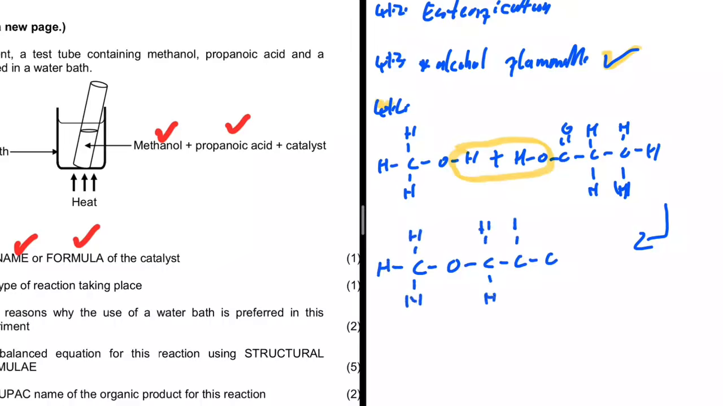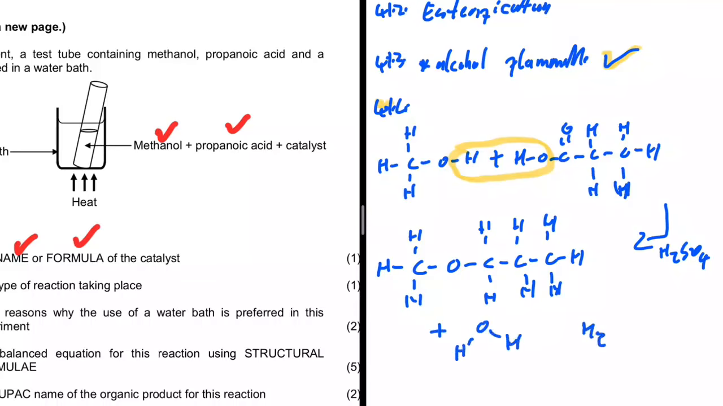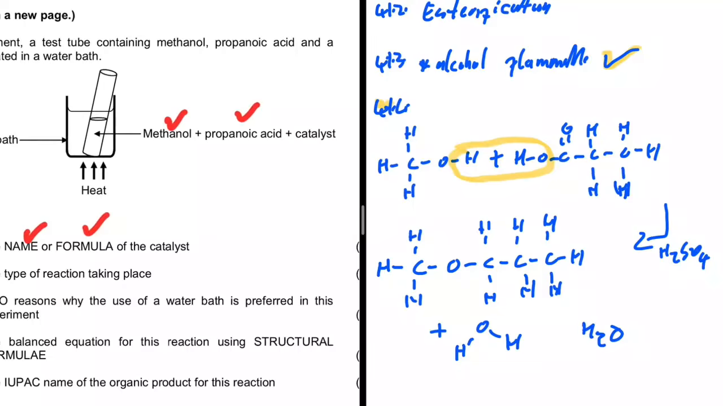So let's do that. So there we go. We're supposed to have something like this, and then obviously here we can write H2SO4 as our catalyst. But what happened to the H2O that we removed is that it doesn't disappear. So we're gonna have plus oxygen HH, not plus H2O, because H2O is not a structural formula, right? You're supposed to write it in this manner. If you write it as H2O, that is technically wrong because H2O is not a structural formula.